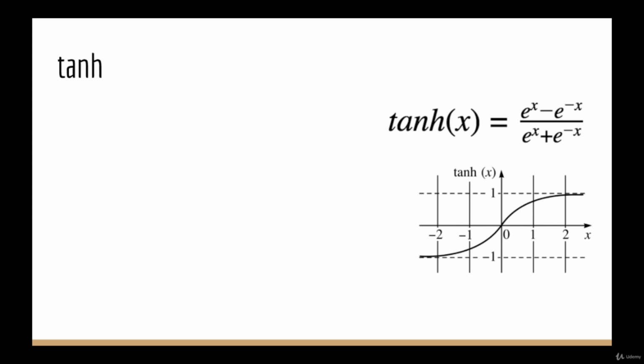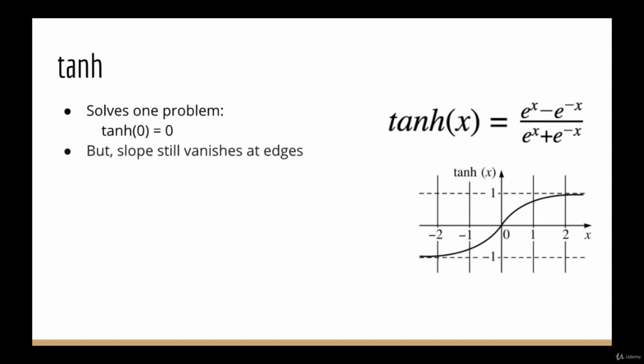So then we have the tanh. The tanh, as you can see, solves the problem we just talked about. When you put 0 through the tanh, you get 0. However, the ends of the tanh are still flat, so we still have the problem of slow training when the data is off to the edges.